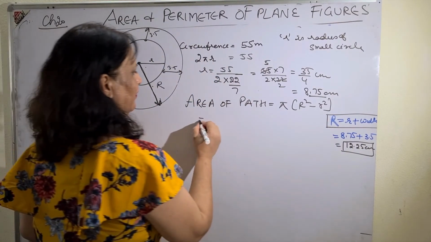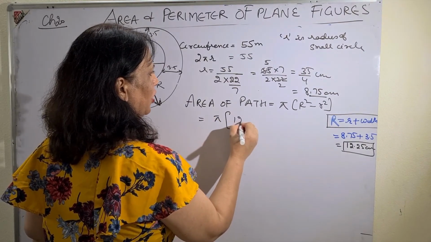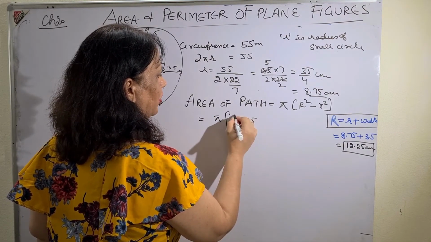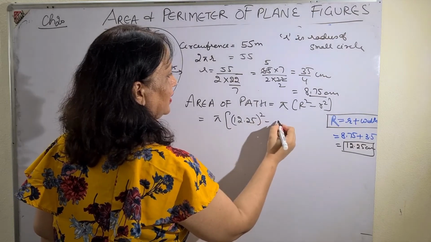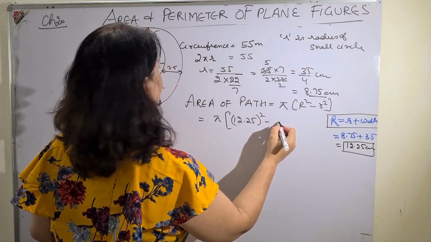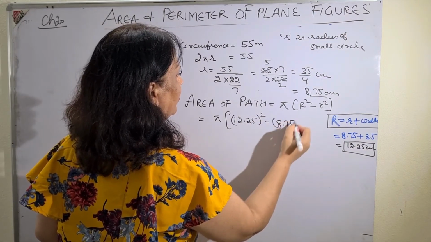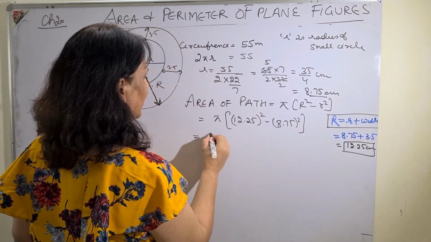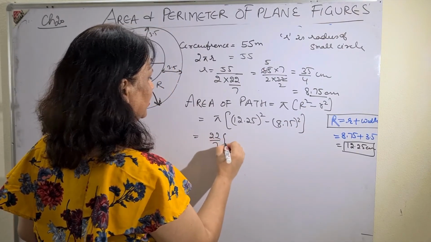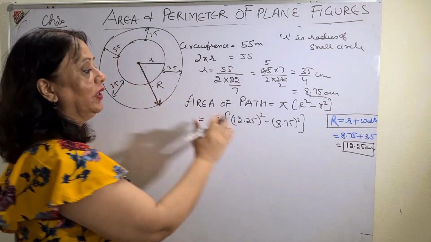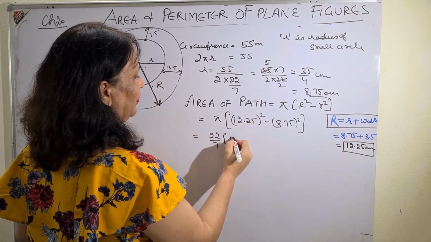Now you just have to put the values: pi times 12.25 whole square minus small r, that was 8.75 whole square. Please calculate it. A little difficult calculation, but here also I will give you the formula of a square minus b square.